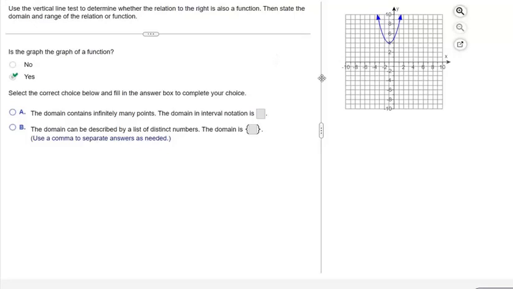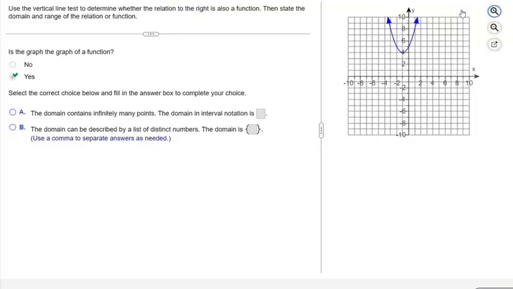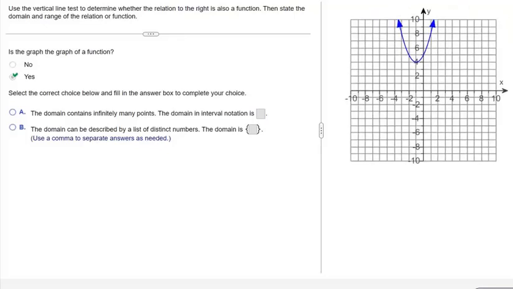To determine if a relation is a function, you can use the vertical line test, which is where you imagine a vertical line cutting through the function. And if every vertical line you can imagine will only touch the blue line here once, then it is a function. Okay? But if you made a vertical line and it touched two different places on the blue line, then it's not a function. So yes, this one is a function.